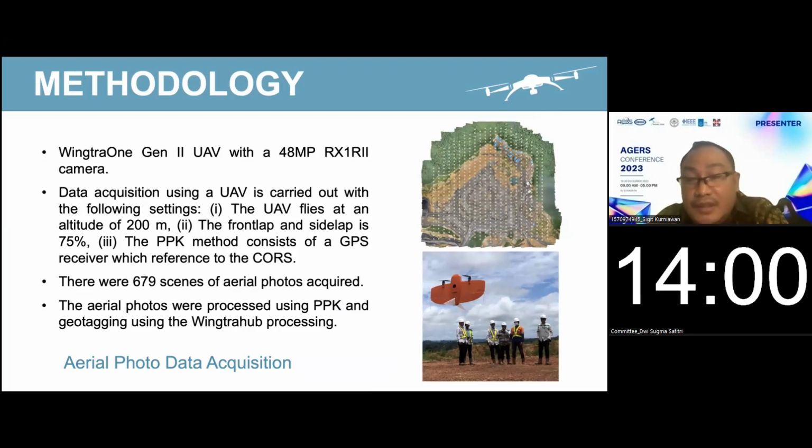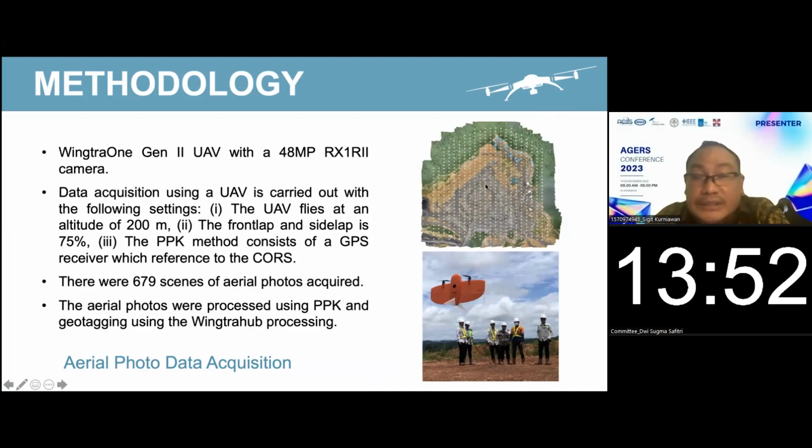75%. And the PPK method consists of a GPS receiver which refers to the CORS. There were 679 scans of aerial photos. And the aerial photos were processed using PPK, and for geotagging, we are using the WingtraHub processing.